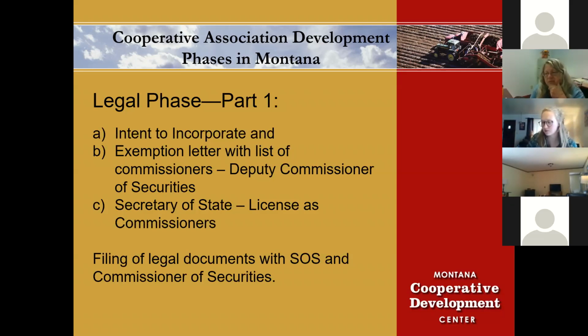So the filing of those documents with the Secretary of State and the Commissioner of Securities allows you to be recognized as a beginning corporation, your intent to incorporate, plus you get this exemption letter, which, by the way, is not tied to the Secretary of State office. It's tied to the Deputy Commissioner of Securities office. So you have to keep track of that. That's an important document that you have to hang on to. And then you get this license from the Secretary of State in order to have your individuals be commissioners. And those people then can go out and solicit those subscriptions.